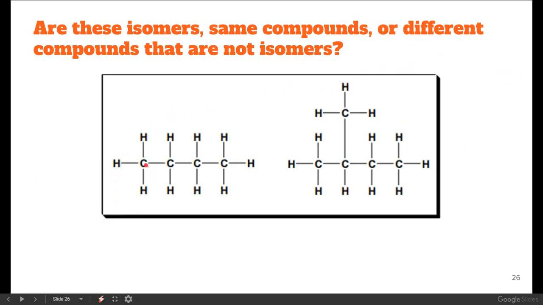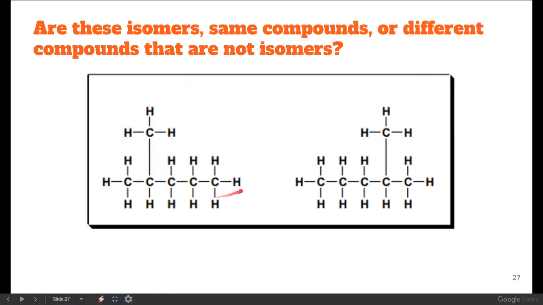Let's look at these two. You ready? I'm going to count the carbons. 1, 2, 3, 4 carbons. This one's got 1, 2, 3, 4, 5 carbons. It's got too many carbons. These are different molecules, okay? They are definitely different molecules. They can have different molecular formulas and be isomers of each other. Let's try another one. Here we go.